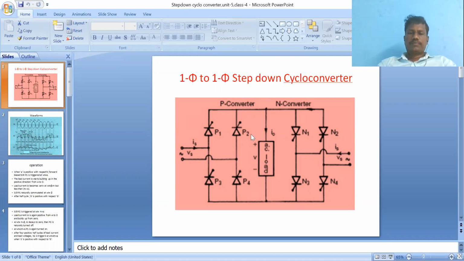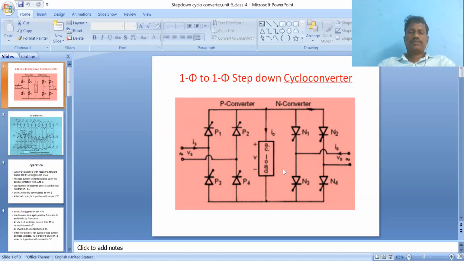It is bridge type. Whatever configuration we consider, either midpoint configuration or bridge configuration. In bridge configuration, there are eight thyristors. In midpoint configuration, there are only 4 thyristors. That is the only difference. Midpoint means the primary winding of the transformer is connected to supply, and the secondary winding is center tapped. The center tap is connected to load. The secondary has 3 terminals. The first terminal is connected to 2 thyristors in anti-parallel, the second terminal is connected to again 2 thyristors in anti-parallel, and the midpoint is connected to load. So that is the combination.